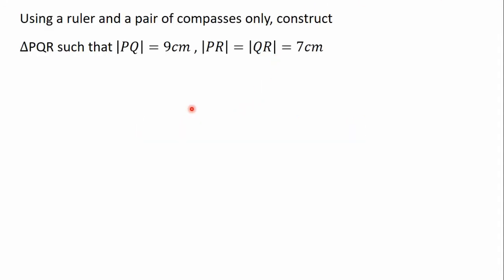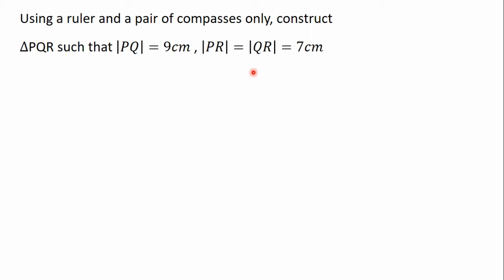The question for this video is, using a ruler and a pair of compasses only, construct triangle PQR such that PQ is equal to 9 centimeters, PR is equal to QR, which is equal to 7 centimeters. So we are going to draw the triangle PQR, and we have been given the length of the side PQ to be 9 centimeters. The question tells us that the side PR has the same length as the side QR, and it is 7 centimeters. This means that the side PR has a length of 7 centimeters and the side QR also has a length of 7 centimeters. So the length of all the sides have been given to us.